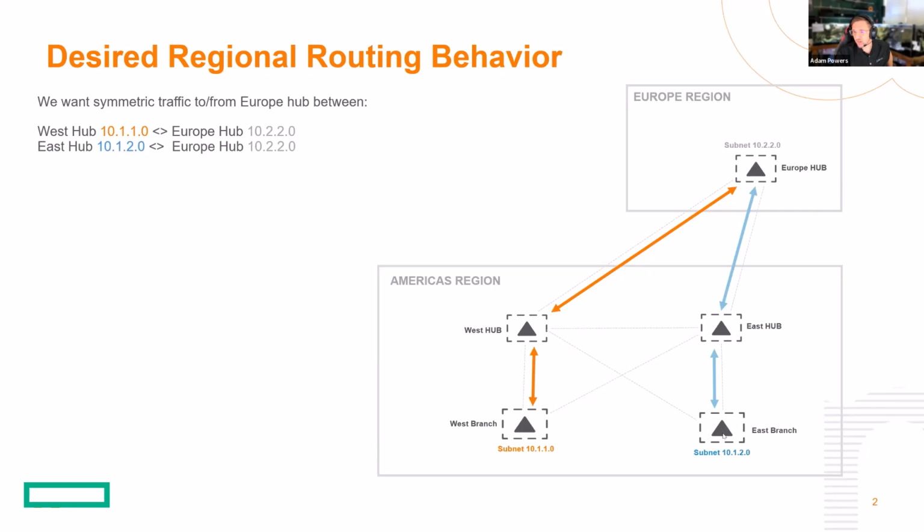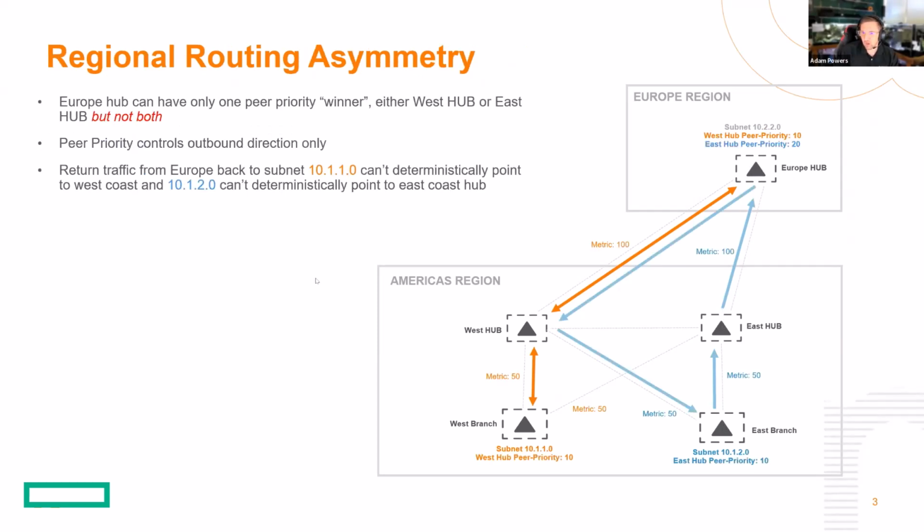If I'm on the east branch here, 10.1.2.0, and I want to talk to 10.2.2.0, I want that traffic to leave east, go to the east hub, go to the east Europe hub, and I want it to come back to the east hub into the east branch. Each branch, each hub, every EdgeConnect, in fact, has this peer priority table. And you put in that table the name of a peer, usually one of your other hubs, like in the case of the east branch down here, we have added an east hub peer priority of 10.